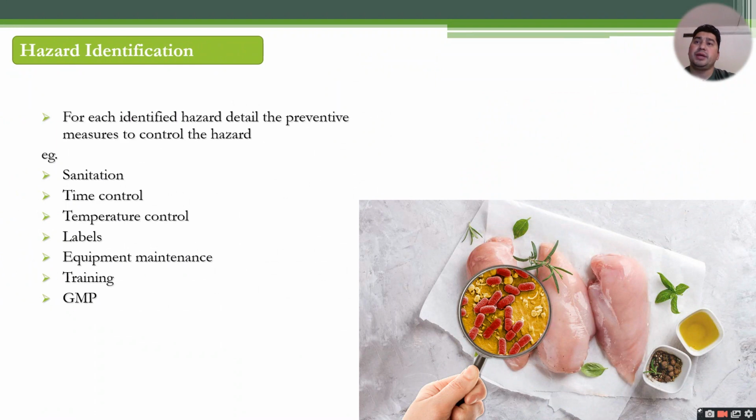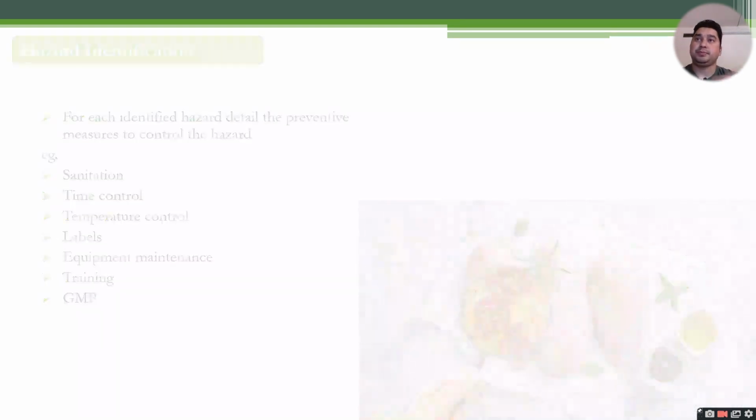Hazard identification: for each identified hazard, detail the preventive measures to control the hazard. For example, you may need sanitization, time control, temperature control, labels, equipment maintenance, training, and good manufacturing practices.